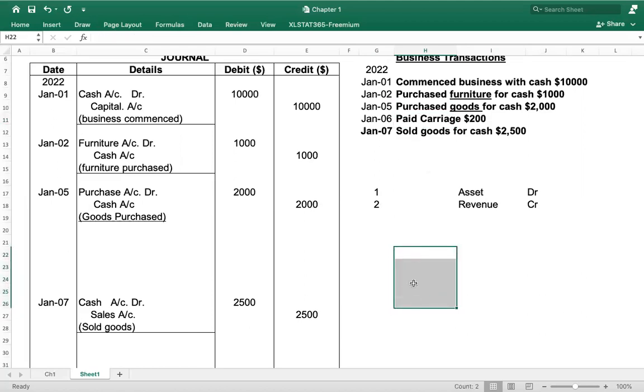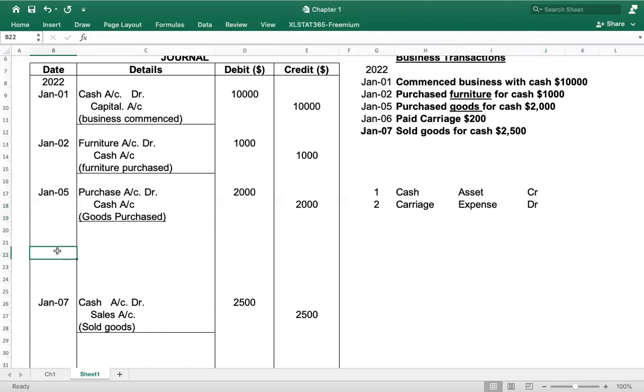Got it? Now tell me which two items are affected? Cash. Second one is? Goods. No, we are not buying goods now. Carriage. It's given in the transaction itself, right? Now tell me their category. Cash is asset. Carriage is expense. Excellent. Now tell me asset increasing, decreasing? Asset is decreasing. Decrease in asset, credit. And then expense is increasing, so debit. Increase in expense, debit.